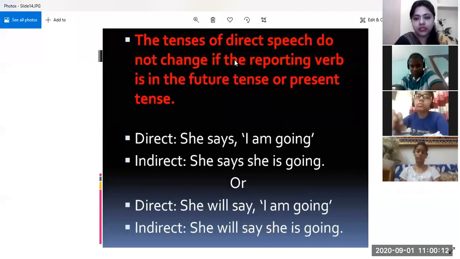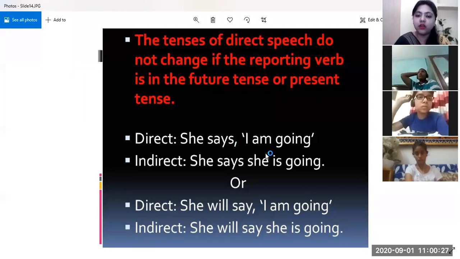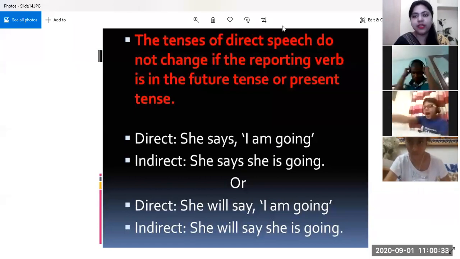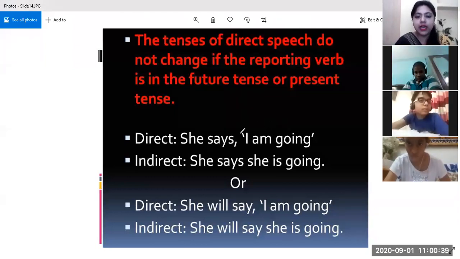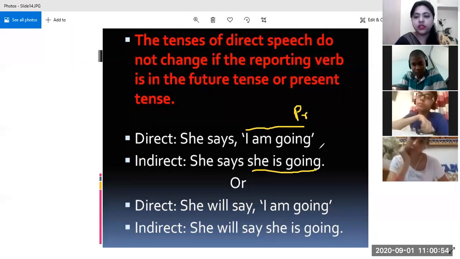And the most important thing is when the reporting verb is in present tense. For example, you can see over here, she says. Says is the singular present form. When the reporting verb is in present tense, then the reported speech does not get changed into the past tense. It remains in the present tense only. You can see, she says, "I am going." I am going is in the present. And when we come to the indirect speech, she says she is going. She is going is also in the present tense.